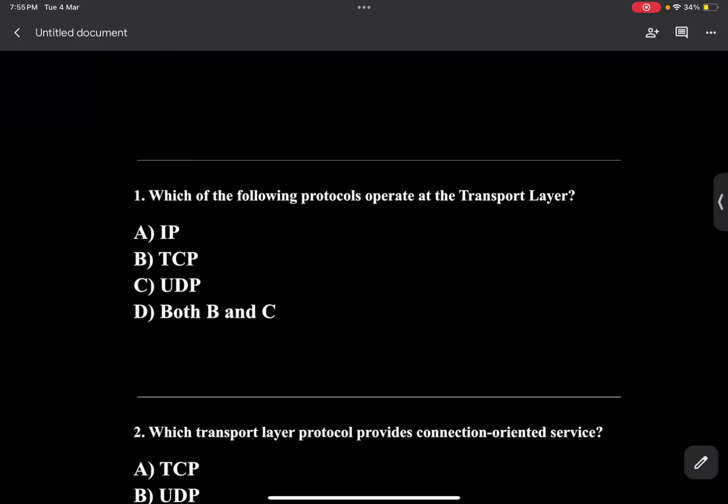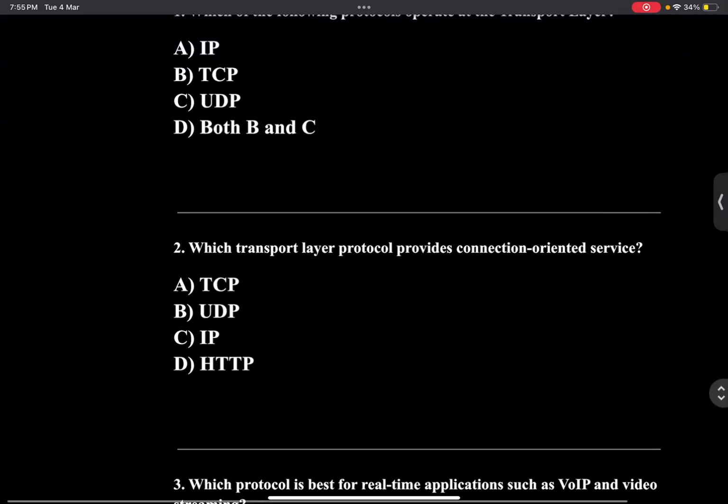First question: which of the following protocols operates at the transport layer? Very easy MCQs. Why are you writing C, B, D actually? Both TCP and UDP. Which transport layer protocol provides connection-oriented service? Someone answered also. Yes, Joseph, we answered this today.